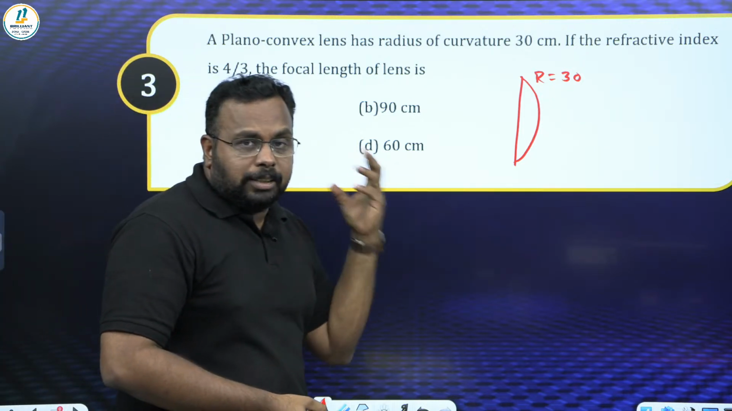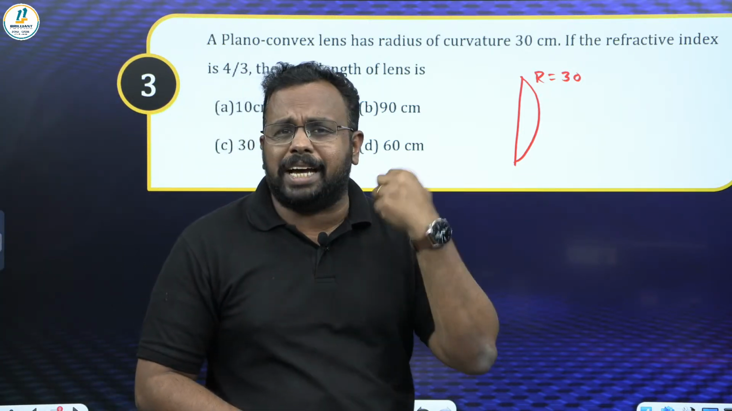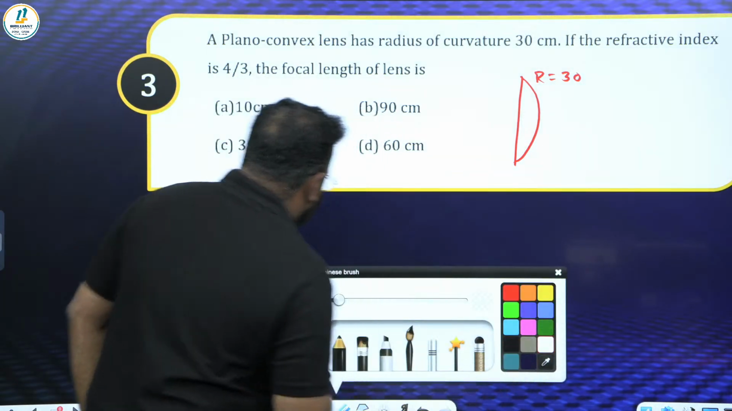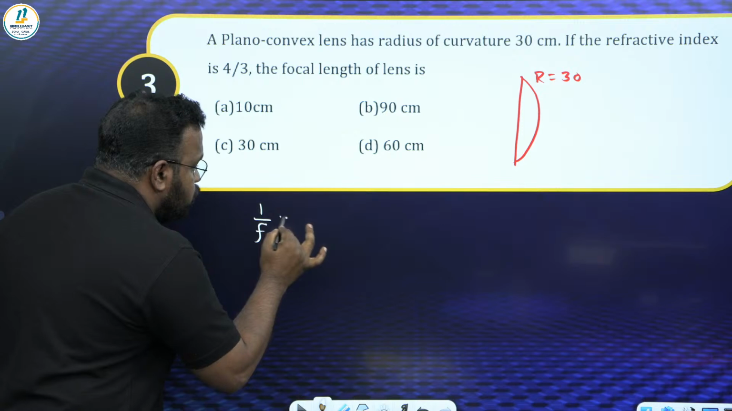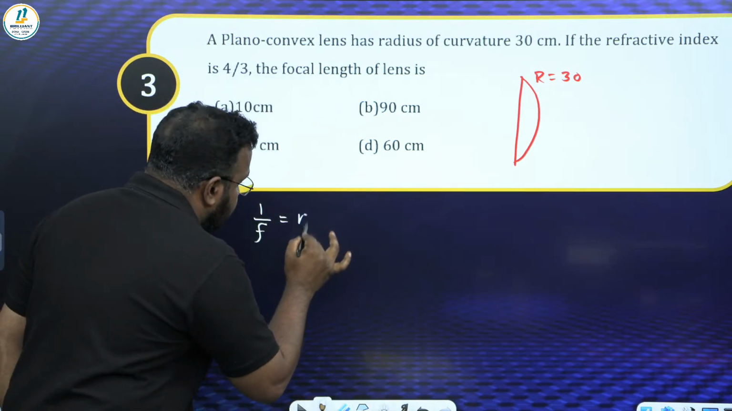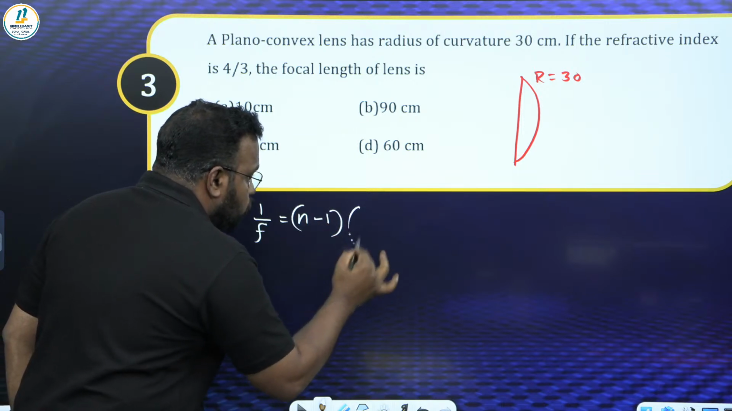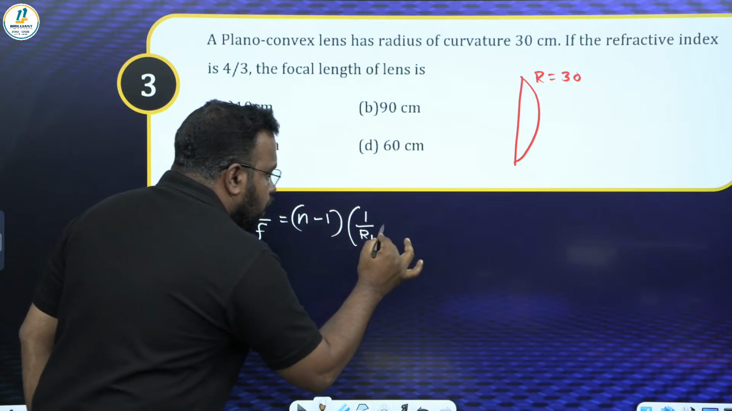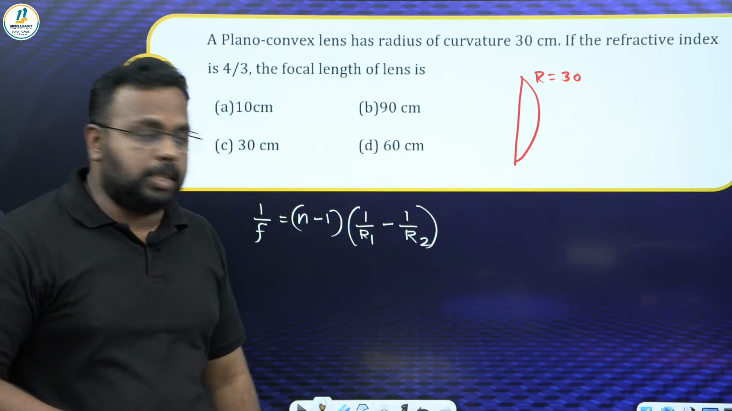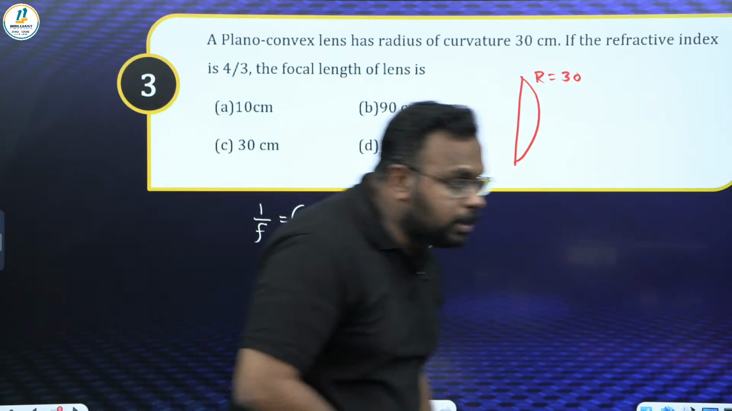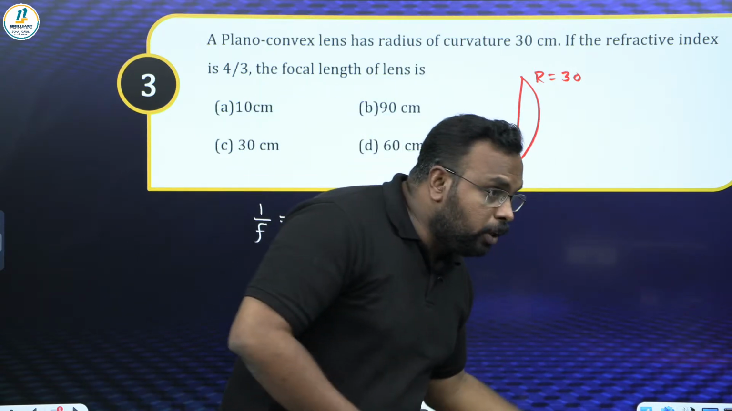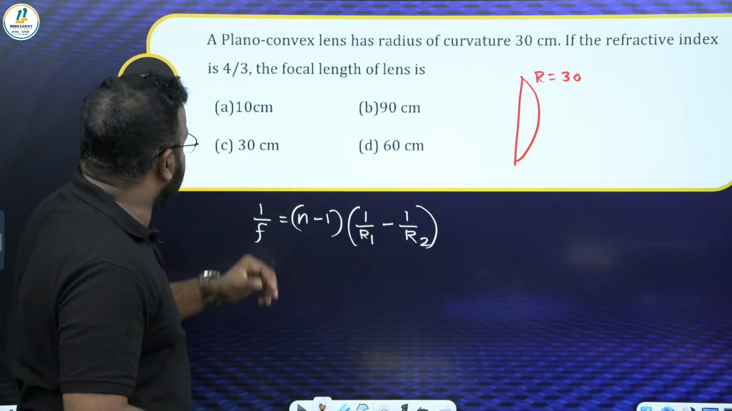So I told you, if this type of question comes, no doubt, directly go with the lens maker's formula. Tell me what is the lens maker's formula? 1/f is equal to (n2/n1 minus 1) into (1/R1 minus 1/R2). But here n1 is air, so n is enough. So we can write it as (n minus 1) into (1/R1 minus 1/R2). This is the lens maker's formula. You can comment your answers. I can see that G is saying it's option B.